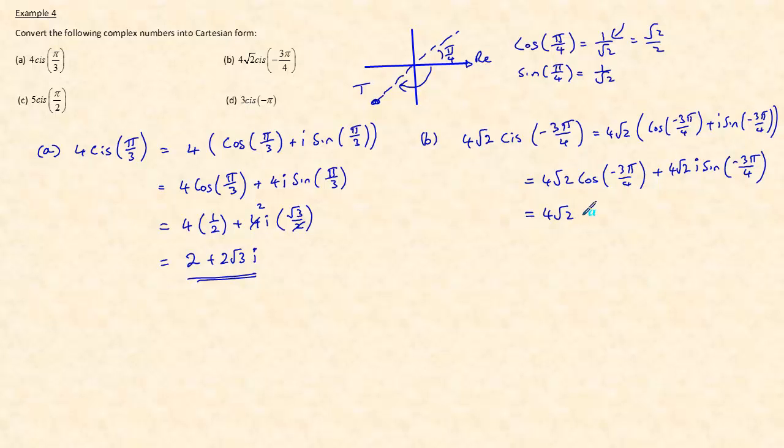So that's 4 root 2 times negative 1 over root 2, plus 4 root 2 i times negative 1 over root 2. Cancel the root 2's here. And what do we end up with? We've got negative 4 take away 4i. Negative 4, negative 4, so we're in the right quadrant.